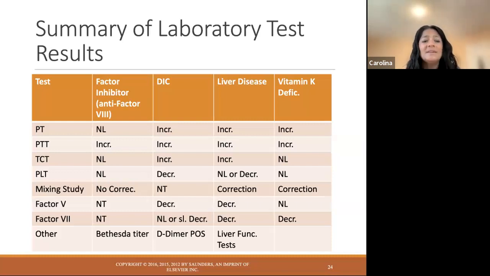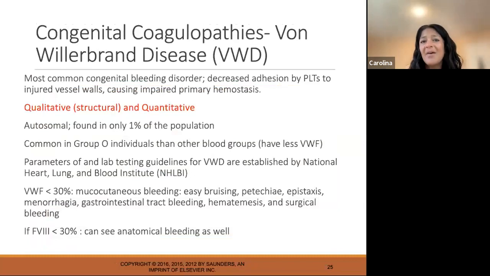Okay. The Bethesda titer, the Bethesda assay, is very important for the factor antibodies or factor inhibitors, more specifically the factor 8 inhibitors. When do you use a Bethesda assay? When do you use a D-dimer? When would you go ahead and look at the liver function tests? All right, so that's also very important. Also determine whether or not the patient is on oral anticoagulants. With a patient that has vitamin K deficiency, how would that affect the patient on oral anticoagulants? All right.